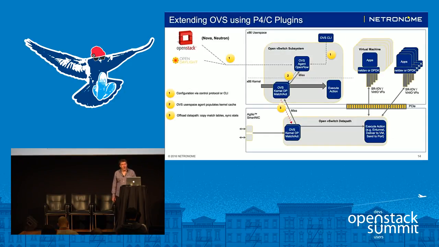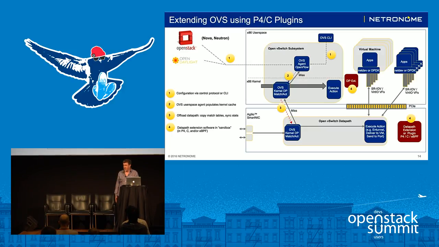So let's have a look at how we can use P4 or other languages like C to extend these data paths. One simple way is using a plugin concept. We also call that a sandbox concept, where you use an existing data path to do your first level of matching and then decide using one of these rules called flows in OpenFlow to send the traffic to the sandbox.